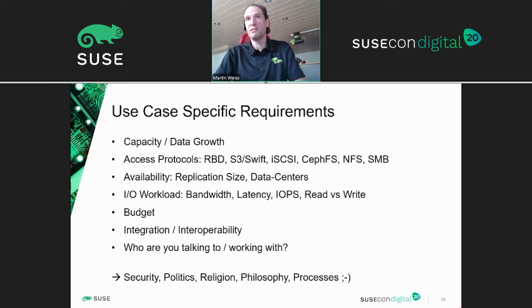So RADOS block devices, basically standard block access. We have the S3, iSCSI, CephFS, NFS or SMB access. Probably you need more or whatever. And we need to know what are the exact requirements for these access protocols, and then we can design the right gateways for the system. We need to clarify what availability requirements do you have. Basically, how many copies of the data do you want to have? Amongst how many data centers do you want to replicate the data?